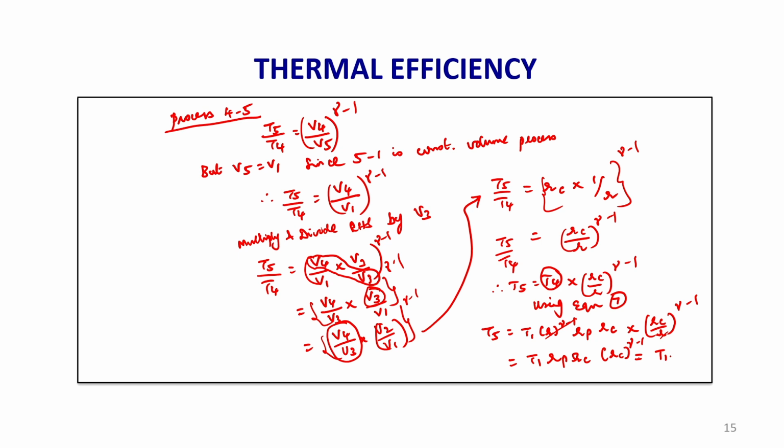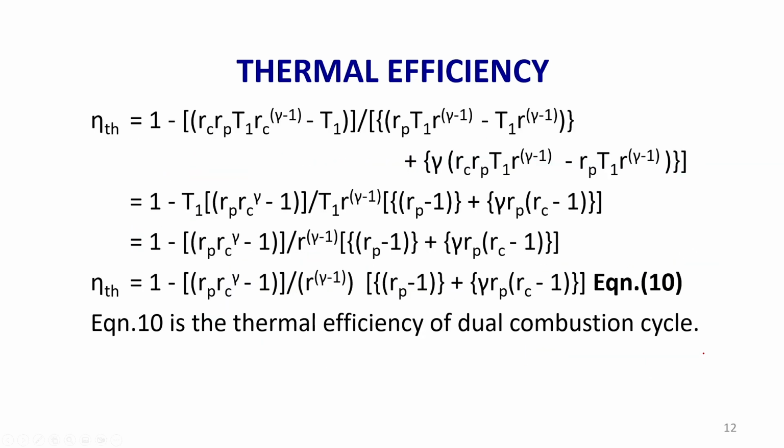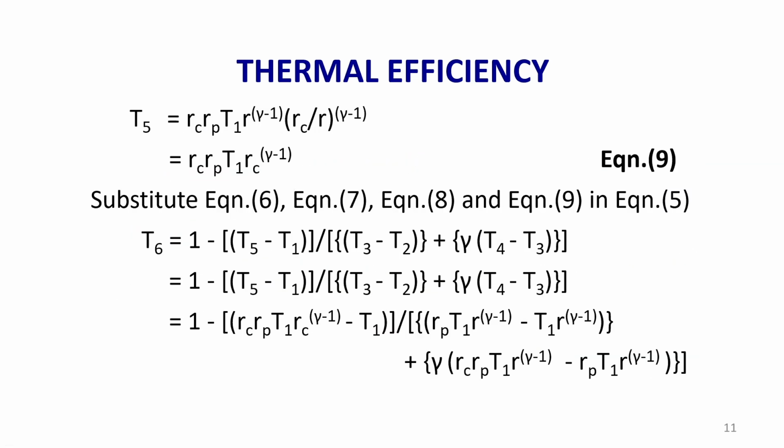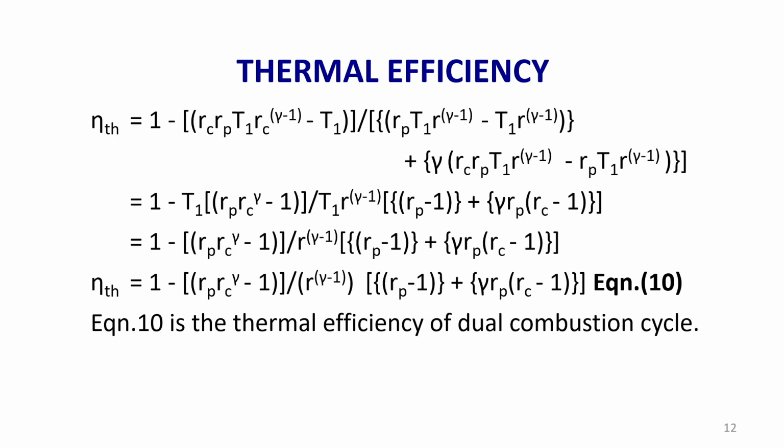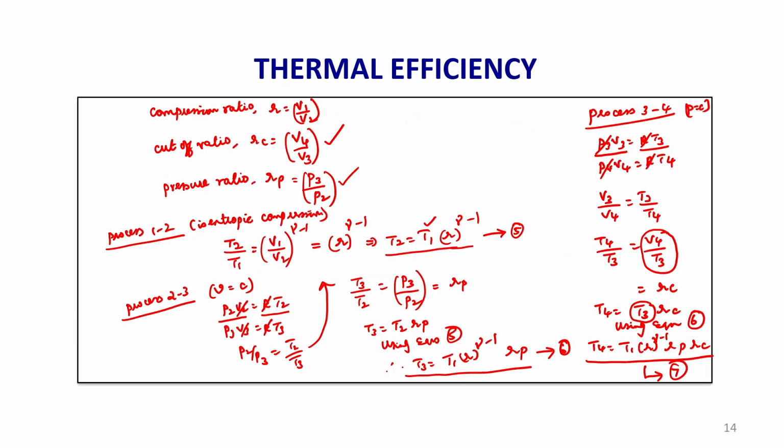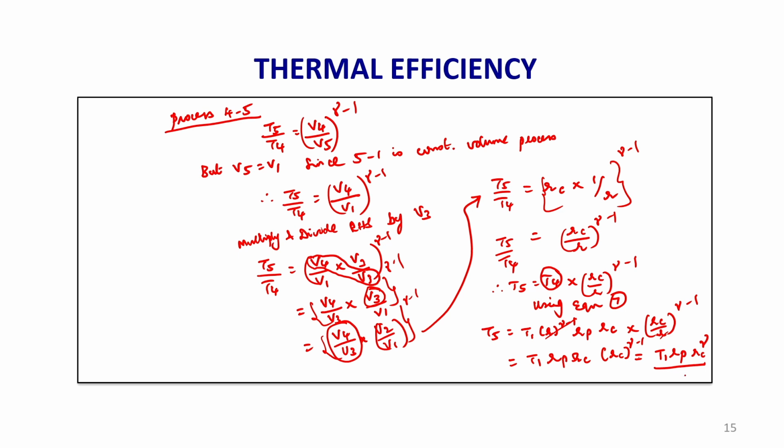T1 into pressure ratio into Rc, and Rc will get into Rc power gamma. Here also Rc power minus 1 is 1 by Rc, and all will get cancelled. I have just taken the equation before cancelling this term. So this will be the final equation number 8.